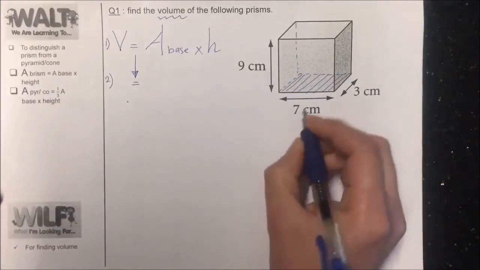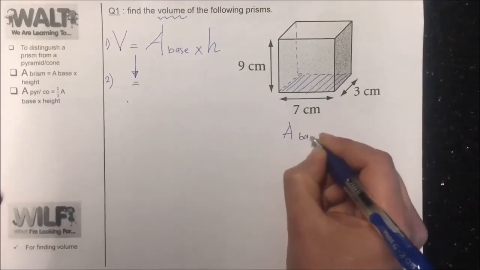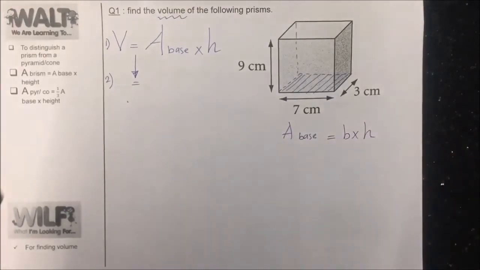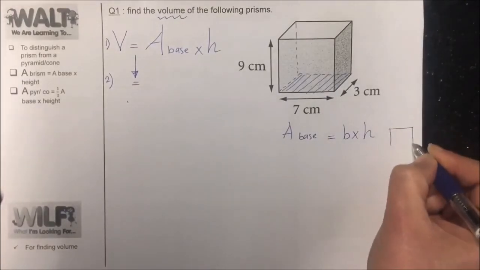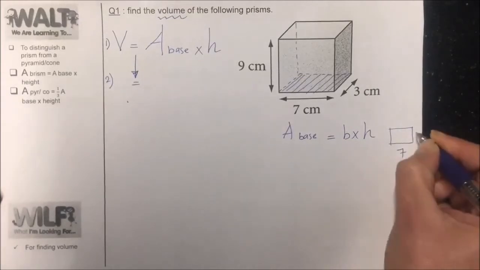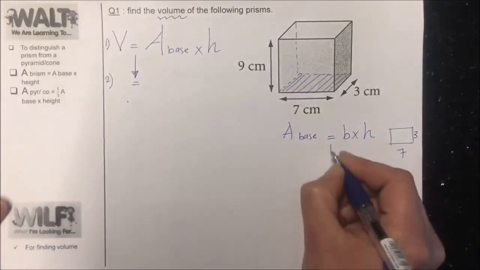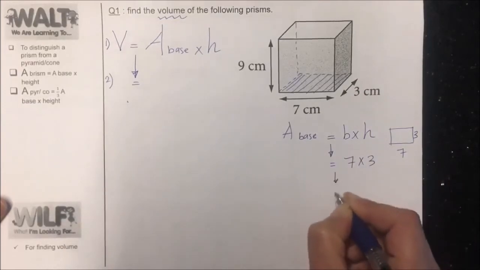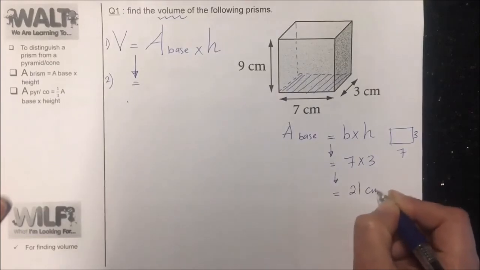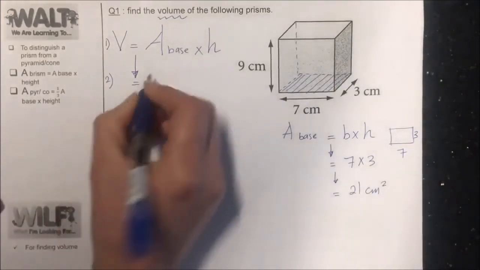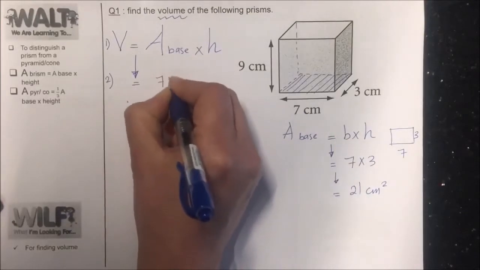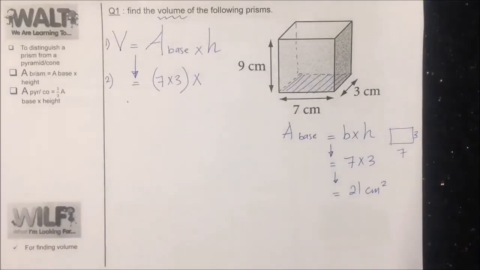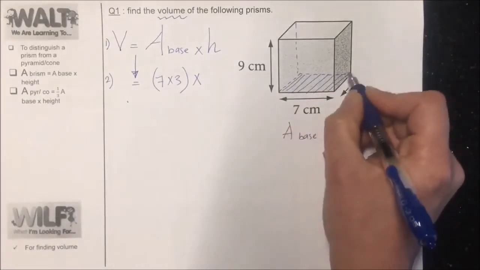So area base, which is a rectangle, is base times height. And if I draw a sketch for it, it's 7 and 3 centimeter. So it's 7 times 3, which is 21 centimeter squared. This is my base. So I'm going to say here 7 times 3 inside a bracket times the height in a 3D object. This is the floor face.